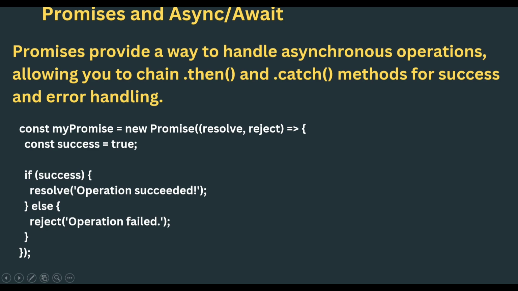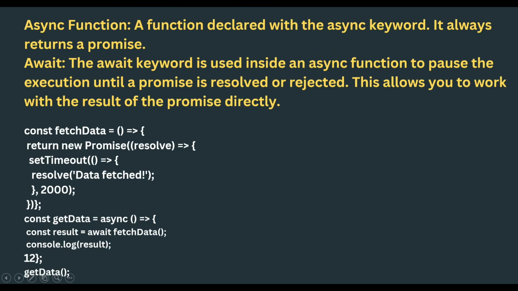Coming to async, a function declared with the async keyword always returns a promise. The await keyword is used inside an async function to pause the execution until a promise is resolved or rejected. This allows you to work with the result of the promise directly. This is all about async and await.